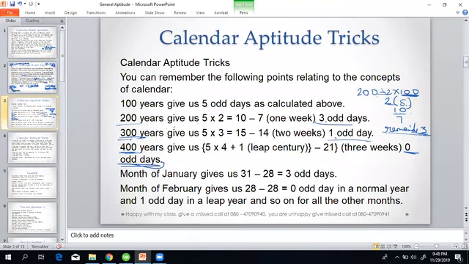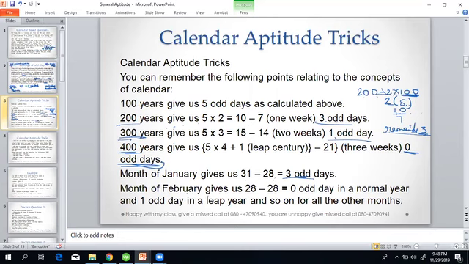Now in the month of January, there are 31 days. 28 days makes 4 complete weeks: 7 plus 7 plus 7 plus 7. So 31 minus 28 means 3 odd days. In January, there are 4 weeks and 3 odd days.